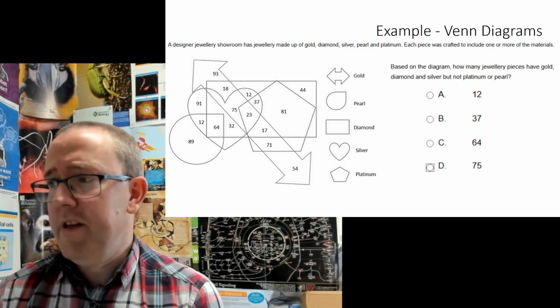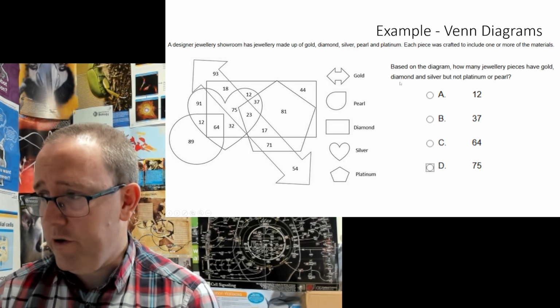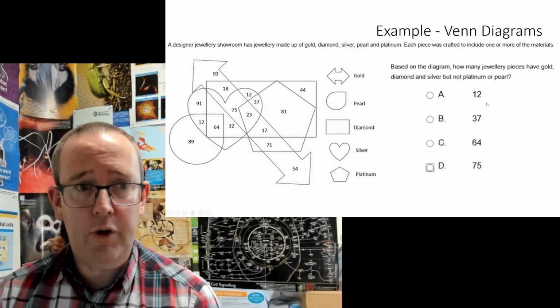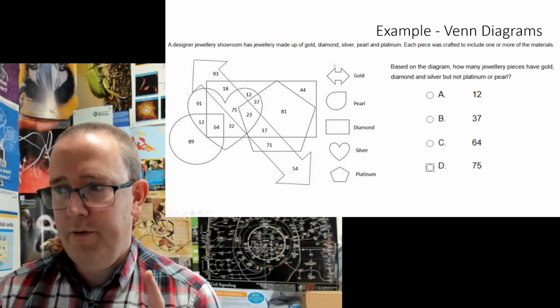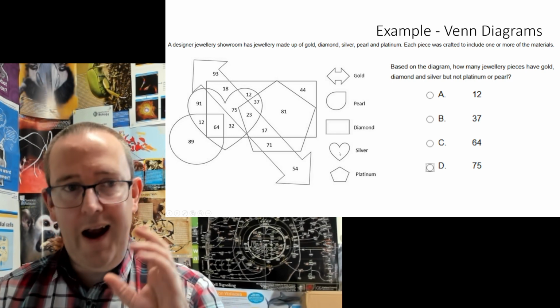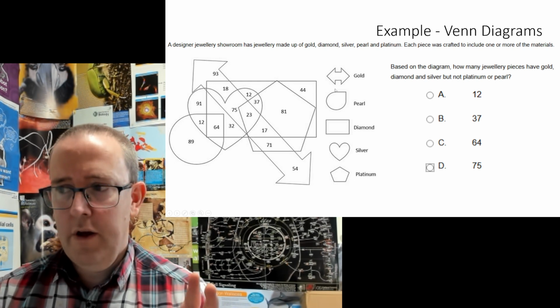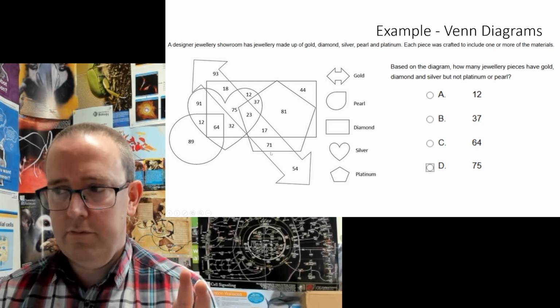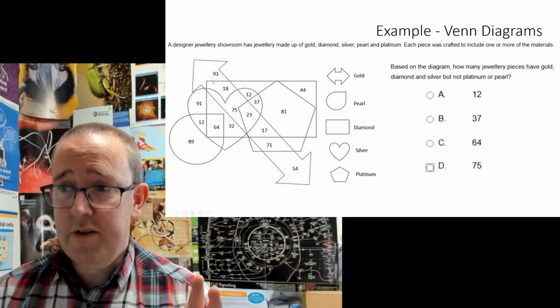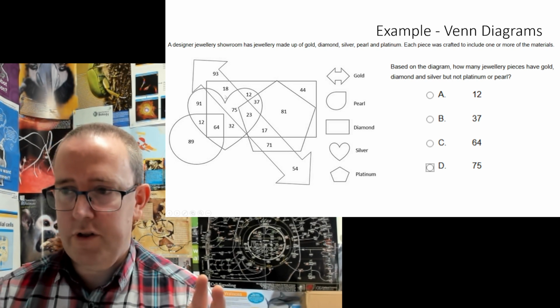Okay, so in this instance, based on the Venn diagram, how many jewellery pieces have got gold, diamond and silver, but not platinum and pearl? So I want something in the overlap of the arrow, the rectangle and the heart, but outside the teardrop and the pentagon. Okay, so I'm going within the arrow. Okay, next one is the box, within the box. So it's somewhere within this section here where the arrow crosses the box.